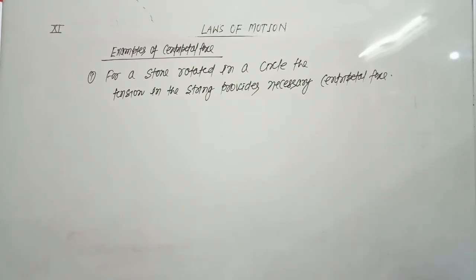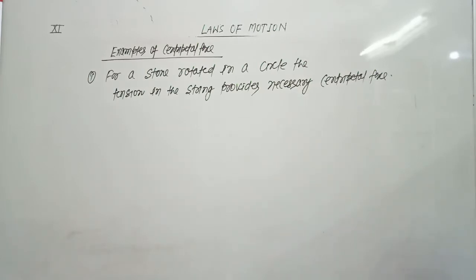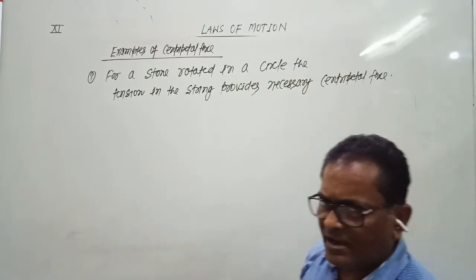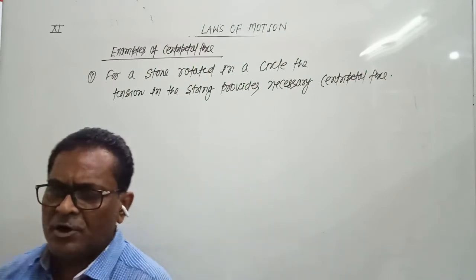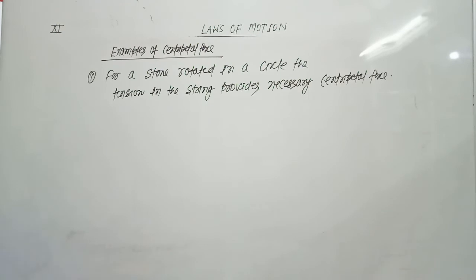When a stone is rotated in a circle by a string, then the tension produced in the string, which is just like a force produced in the string, provides the necessary centripetal force.